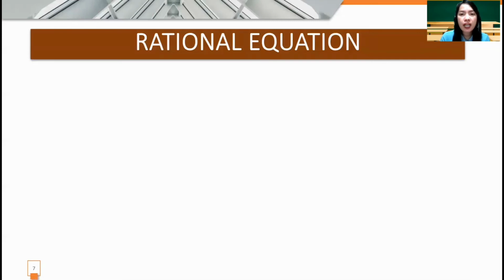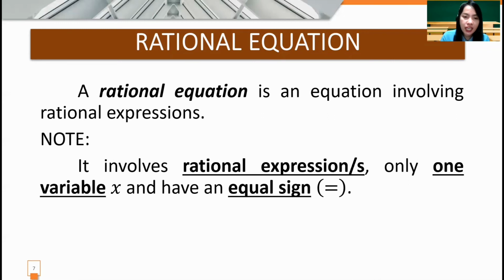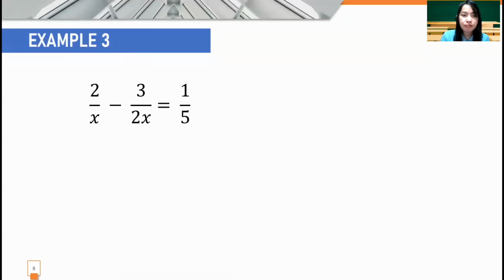What about rational equation? A rational equation is an equation involving rational expressions. Take note of this. Pwede nating masabi na ang given ay rational equation kapag it involves rational expression, there is only one variable, and ang ikatlo, dapat merong equal sign.